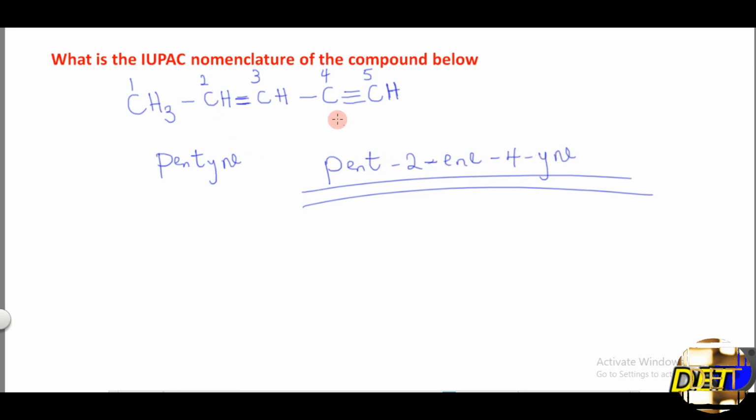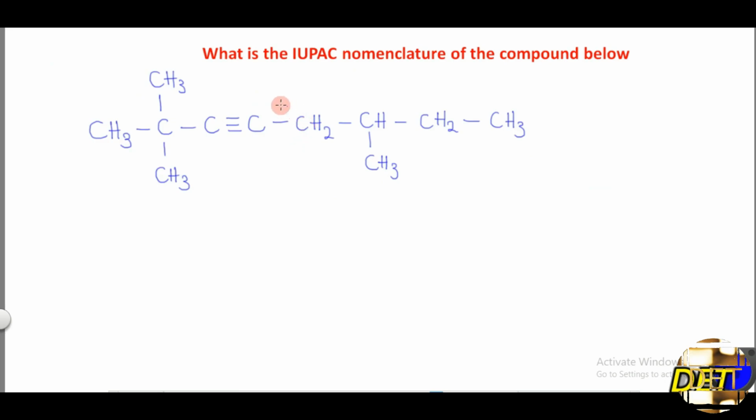Then 4-yne means that the triple bond is located at what? Carbon 4. So this is pent-2-en-4-yne. This is the IUPAC nomenclature of this compound. It's very straightforward and simple. So let's look at the last example that I have here.